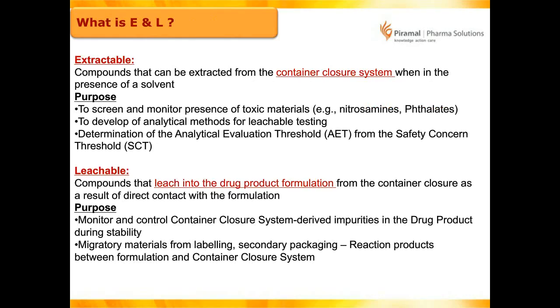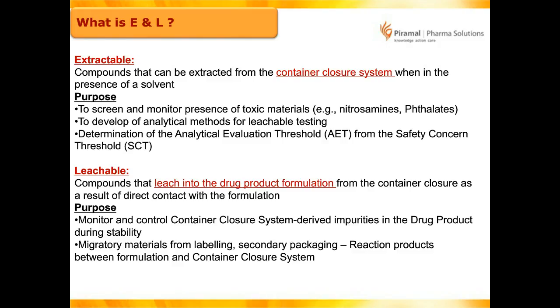Coming again to extractables: compounds that can be extracted from the container closure system in the presence of a solvent. During the extractable study, as scientists, we deliberately try to extract all the chemical components present in the packaging material by exposing it to different solvent media. The purpose of this extractable study is to screen and monitor the presence of toxic material which is part of your packaging material. For example, these components can be nitrosamines and phthalates. These are components used during the manufacturing of the packaging material.